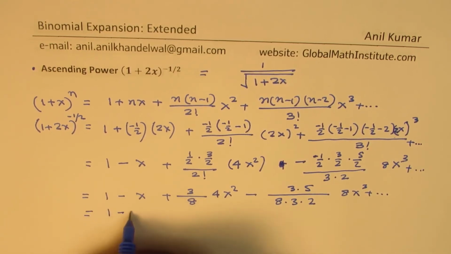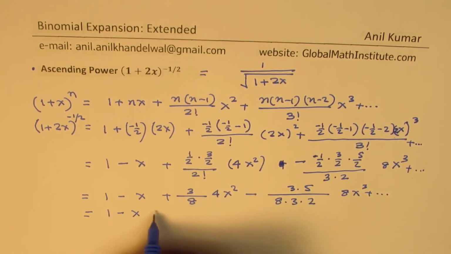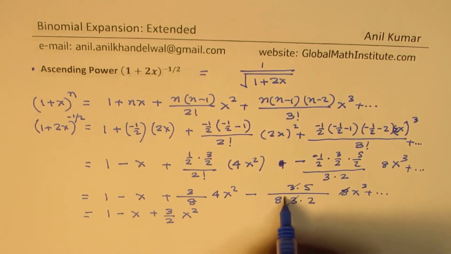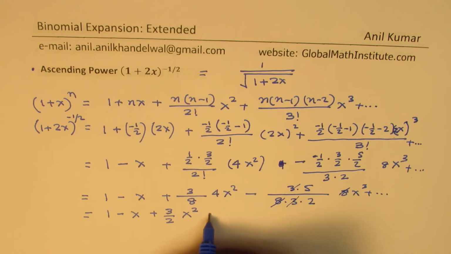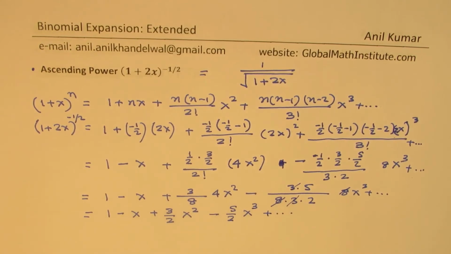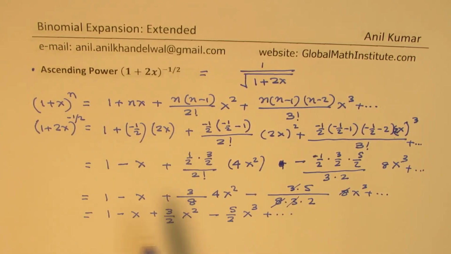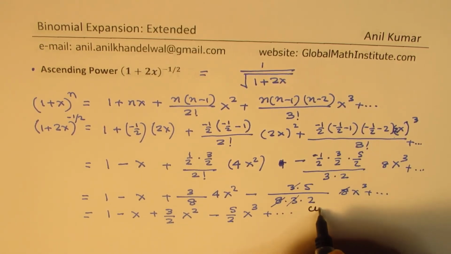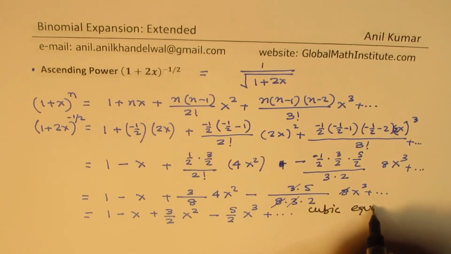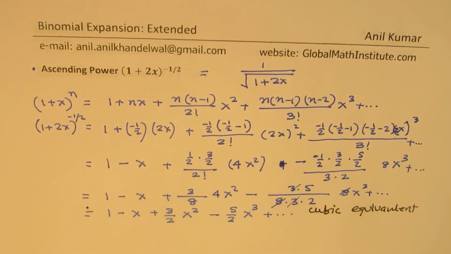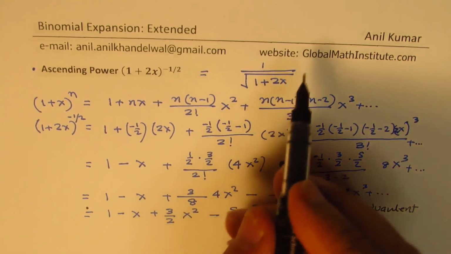Now this could be written as 1 minus x. That goes 2 times, so we get plus 3 by 2 x squared. Now here we can cancel 3's. We can also cancel 8. So we get 5 by 2 minus x cubed plus so on, correct? So we could actually write this as a cubic equation. Do you see that part? So that becomes a cubic equivalent of our radical function approximately. Does it make sense to you? So that is how we could actually write this.